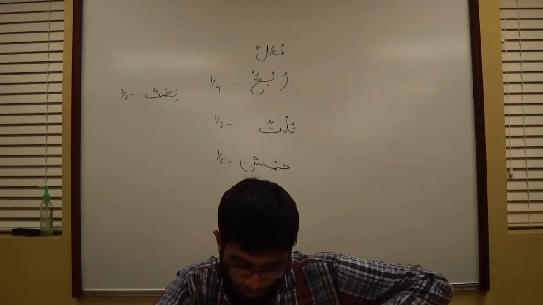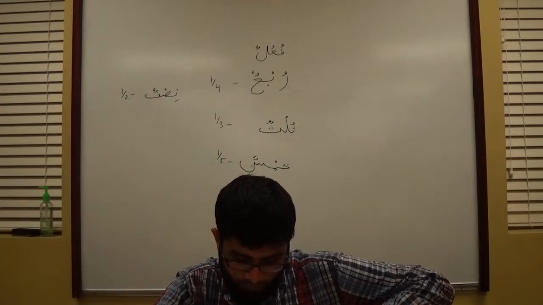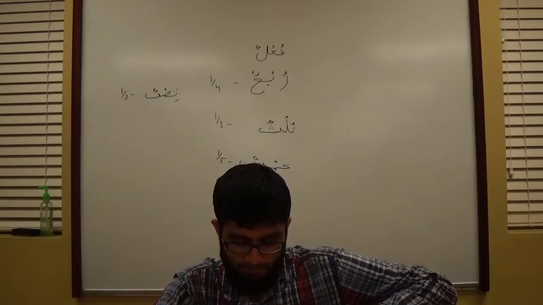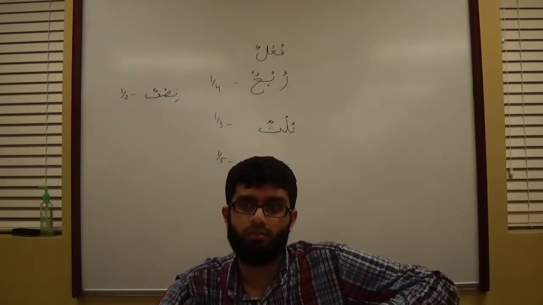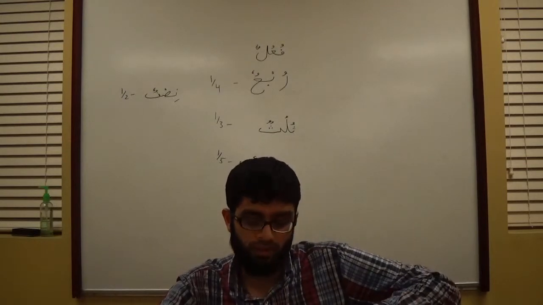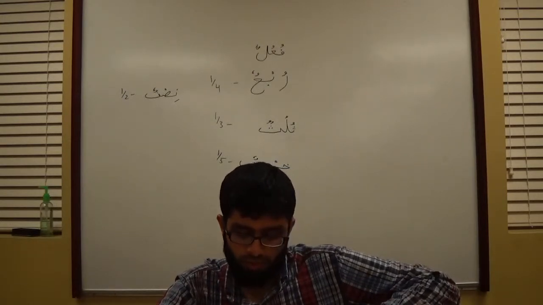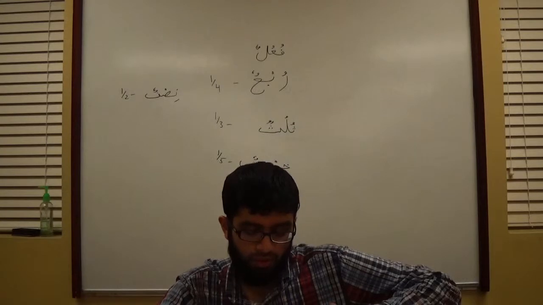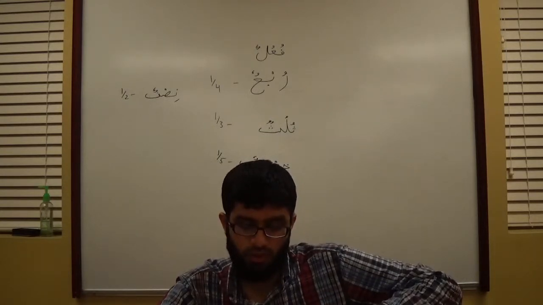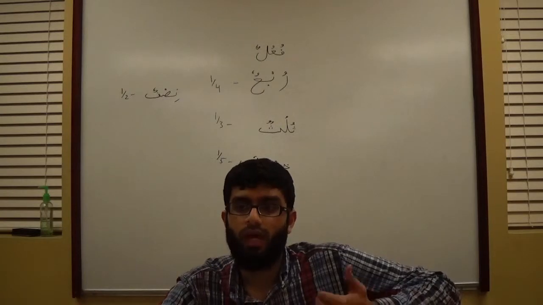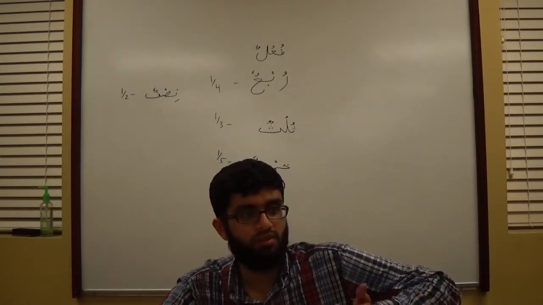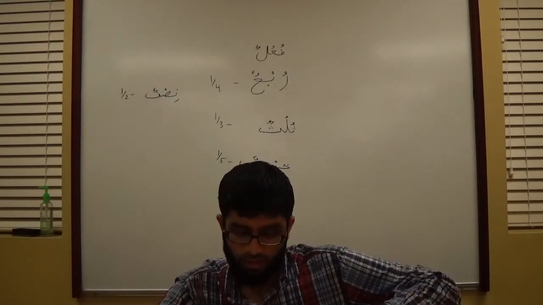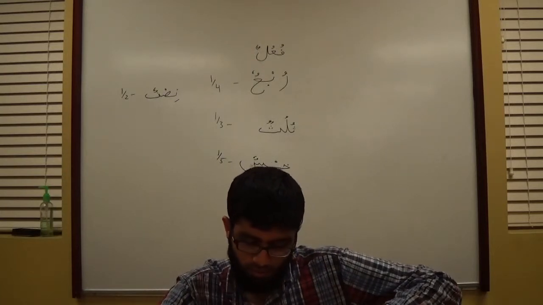Read the examples. الساعة الواحدة إلا 10 دقائق. Daqa'iq is the plural of daqiqa, a minute. So what does that mean? 10 minutes to 1. Does everybody understand all of those words? What's الساعة? The hour, or the time. Al-wahida means one. Illa means except. Ashra, 10. Daqa'iq, minutes. Read the next one.